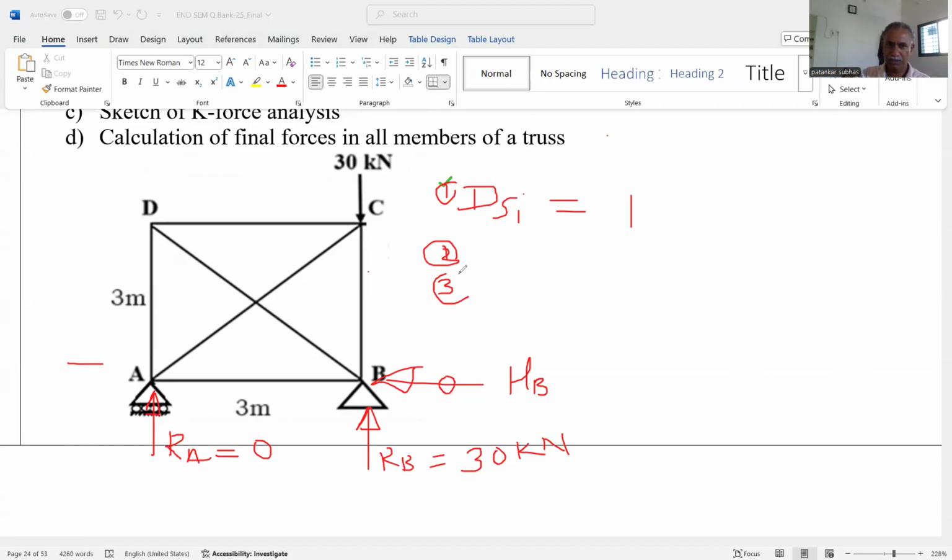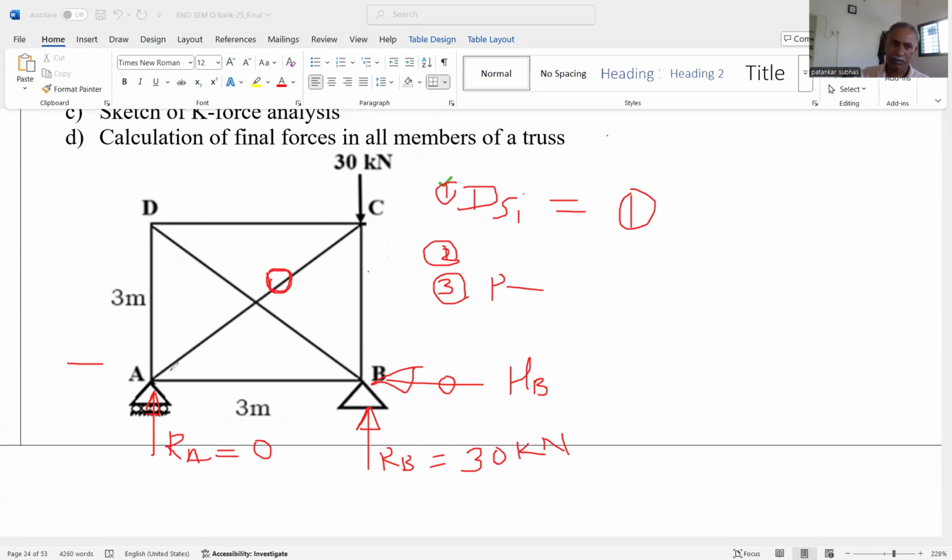Step number 3 is related with the P force analysis. For P force analysis, remove any one member. That means the force in any member, say a diagonal member, because the degree of redundancy is 1. Therefore, remove any one member. So I have removed this member, AC.